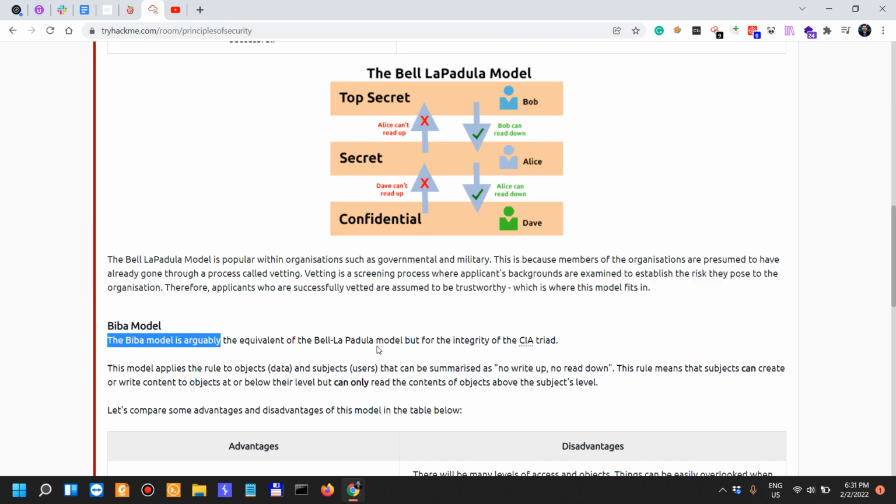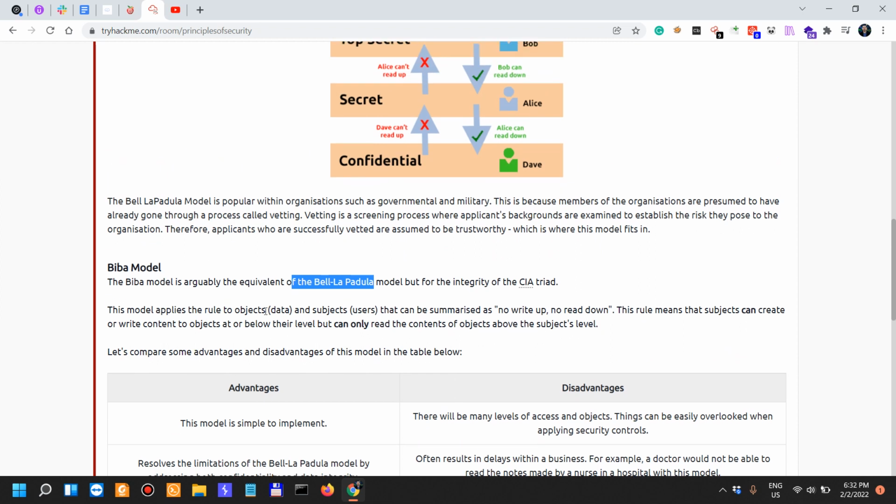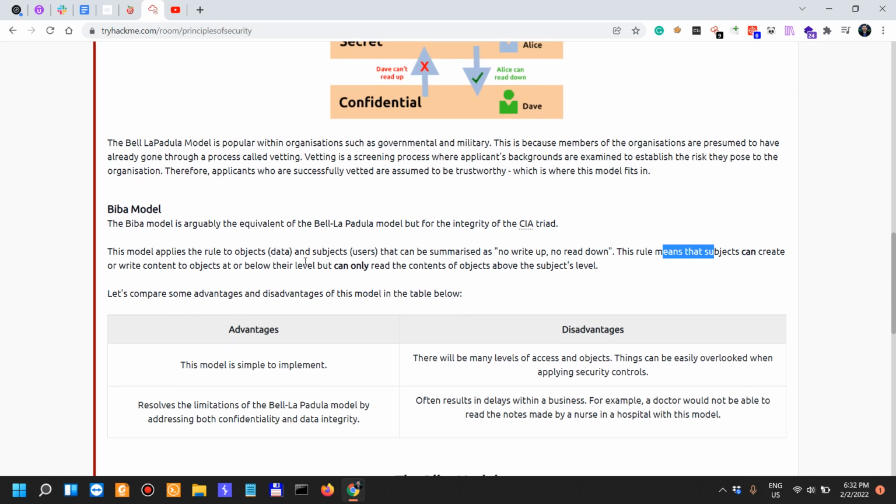The Biba model is the equivalent but for the integrity of the CIA triad. This applies to objects and subjects. You can think of objects as data, subjects as users. No write up, no read down. So this actually means that the subjects can create or write content to objects at or below their level but can only read the contents of objects above the subject level.